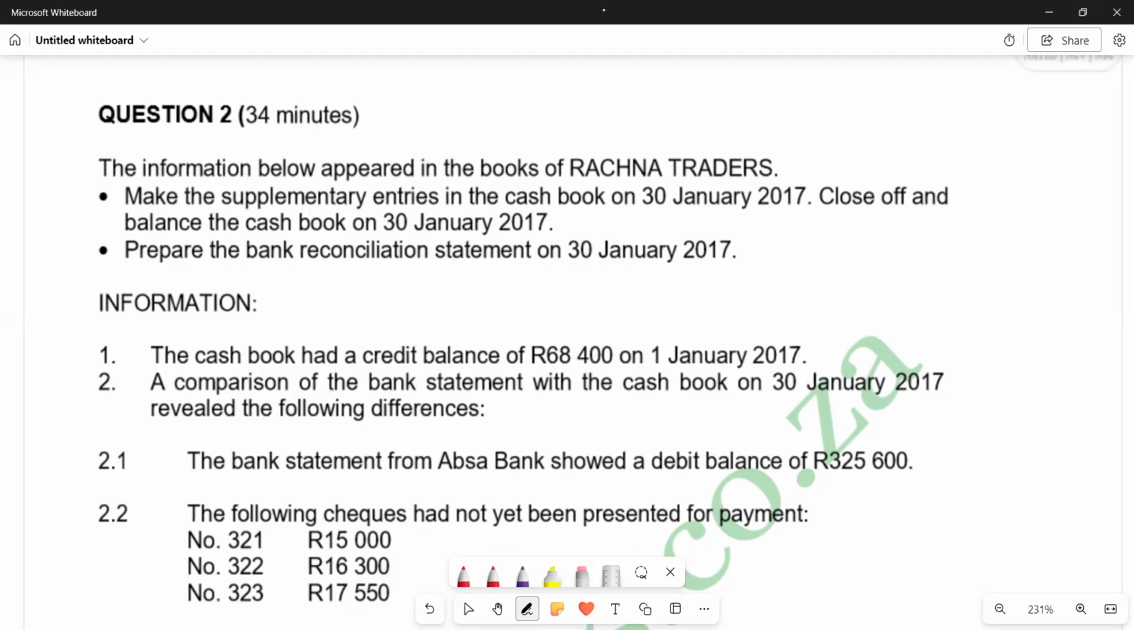So we're given a question, which is question 2, and it reads: the information below appeared in the books of Ranchina Traders. Then on the first point, make the supplemental entries in the cash book on 30 January 2017. And the next sentence, close off and balance the cash book on 30 January 2017. And then part 2, prepare the bank reconciliation statement on 30 January 2017.